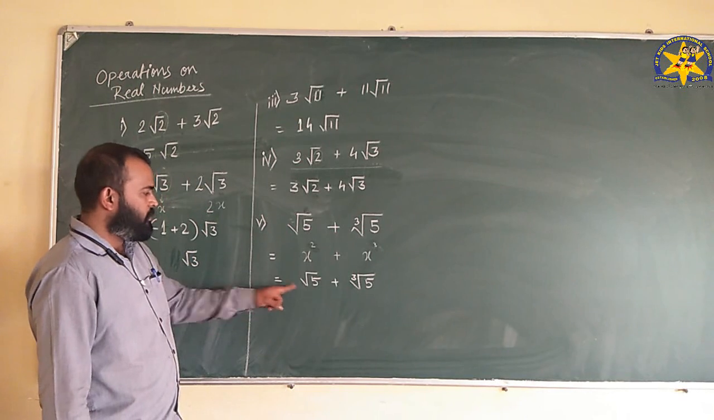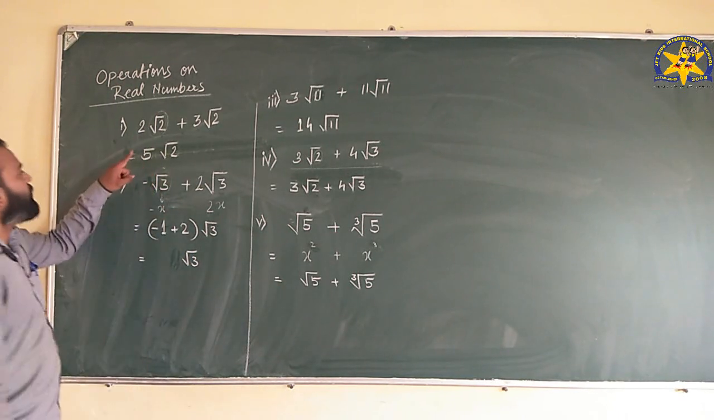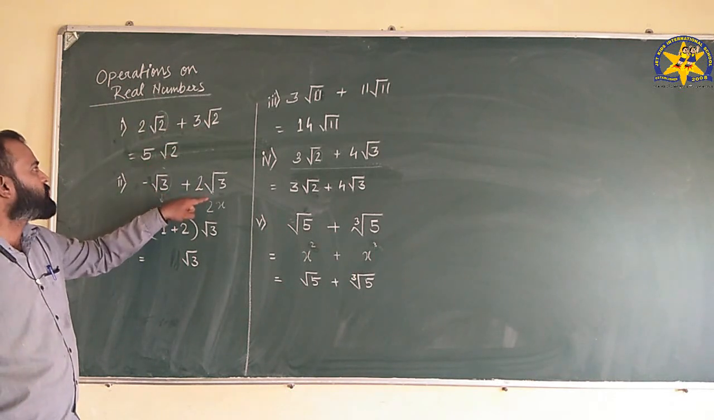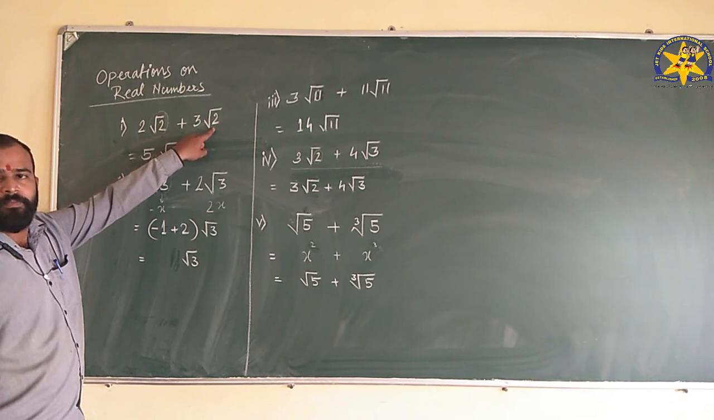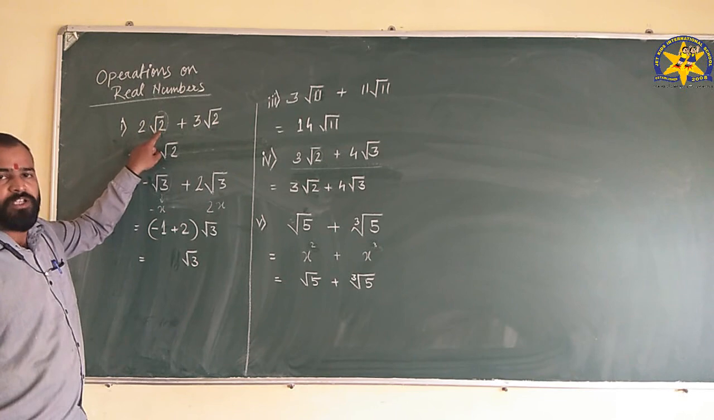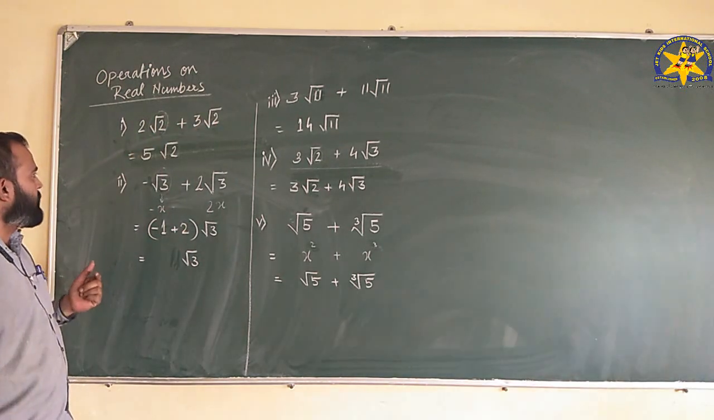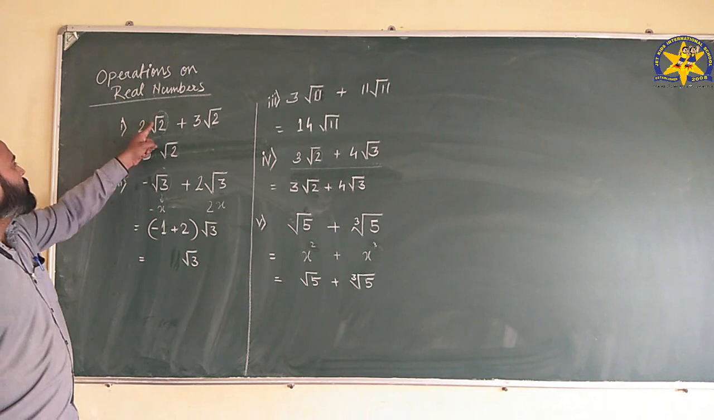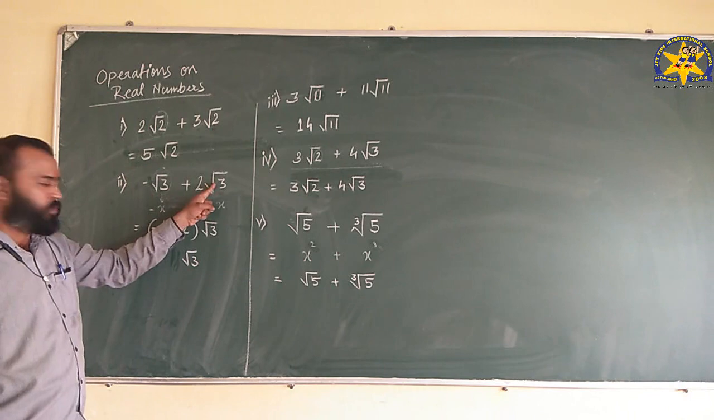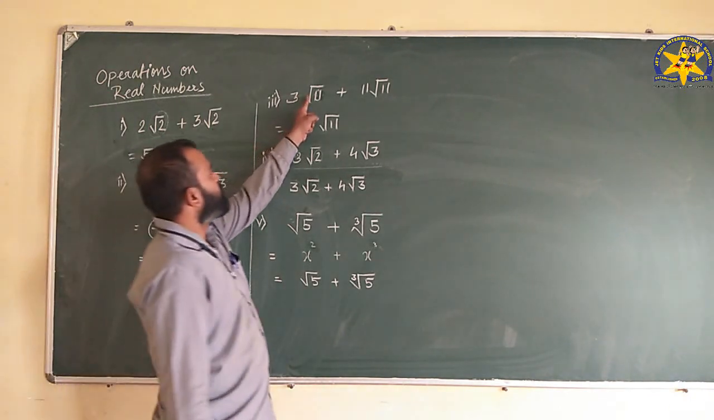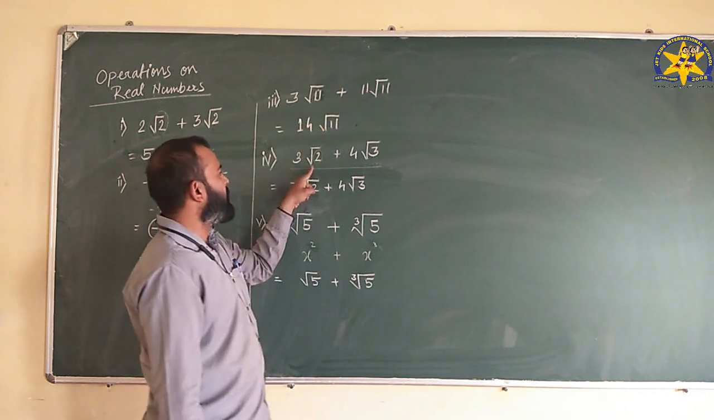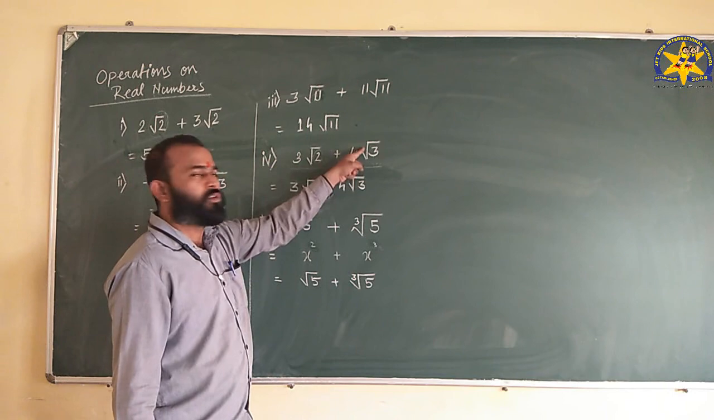Okay. So what we have seen here is that for addition or subtraction of any two irrational numbers, the variable should be the same. The variable is the value present inside the root, and its power should also be the same. Power means this was a square root, this is also a square root. Both were square root of 11, square root of 11. That's why they can be added.